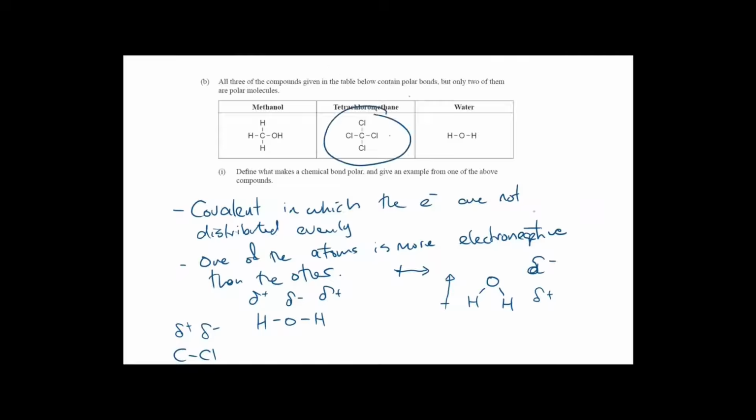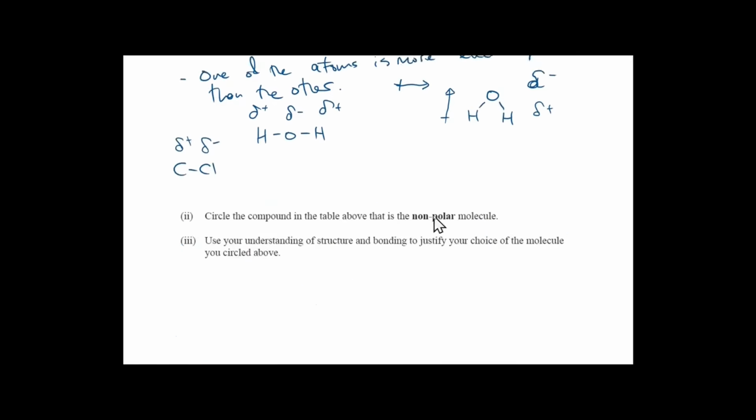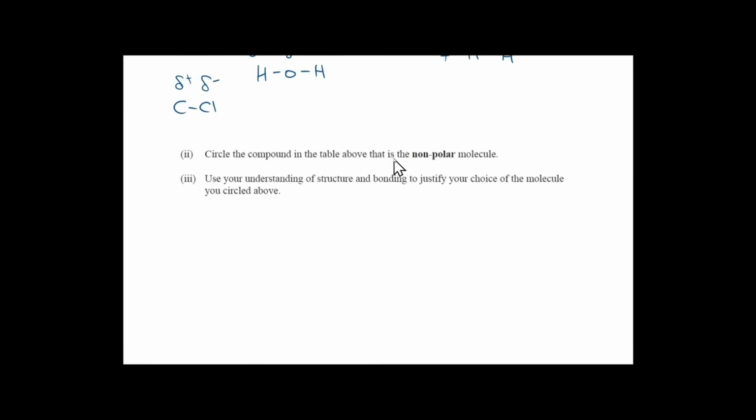So it's going to be that one there. Use your understanding of structure and bonding to justify your choice. Well, the carbon to chlorine bonds, the chlorine is a lot more electronegative, but it's symmetrical. It's symmetrical, so the geometry of the molecule makes it non-polar.